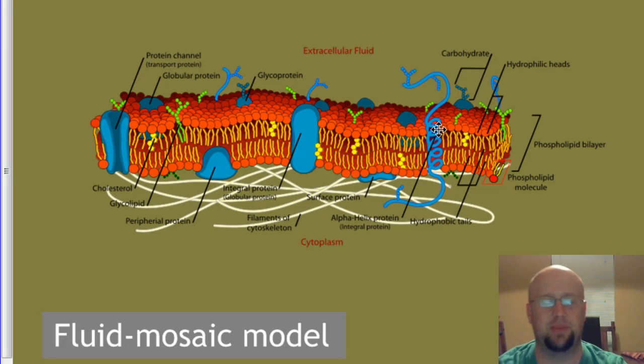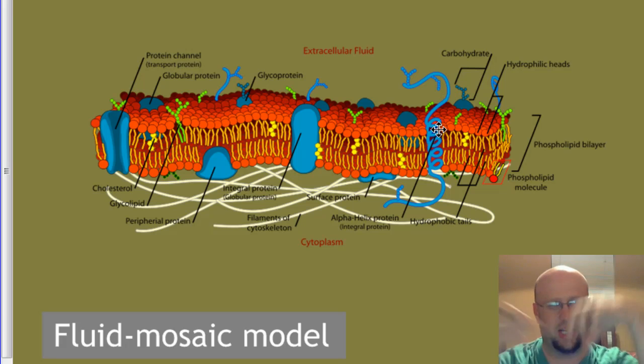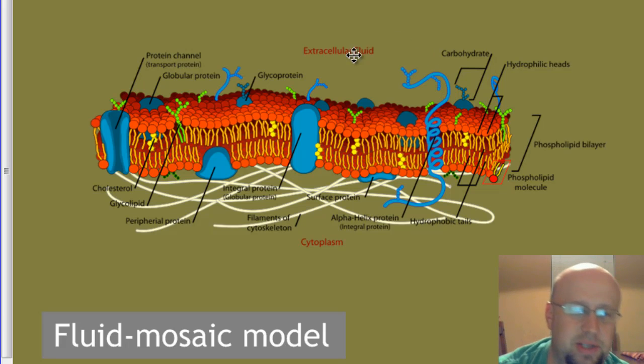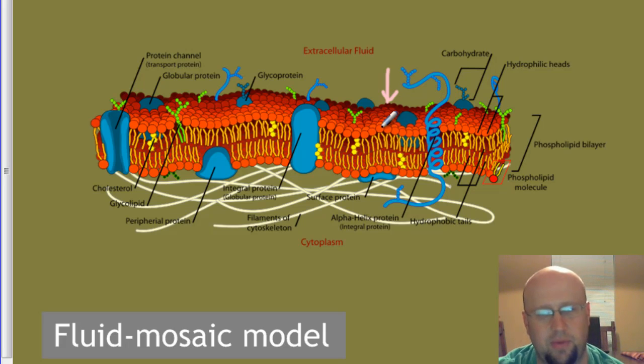Remember, mosaics are like glass pieces that are all stuck together in these weird ways to form patterns, and that's sort of what's going on with all of this extra stuff. If you look at this, all of the red and orange lollipop-looking things there, those are the phospholipids we've talked about.